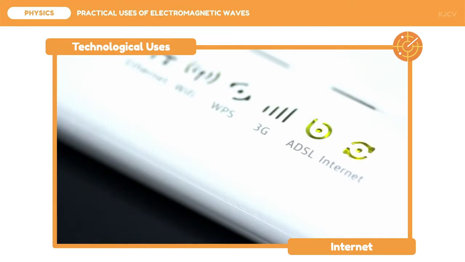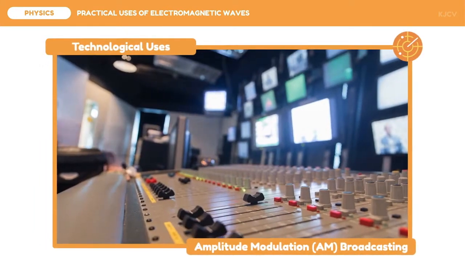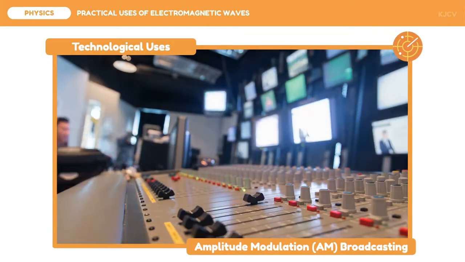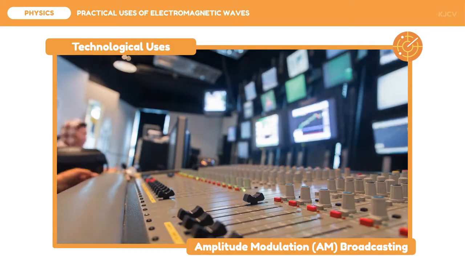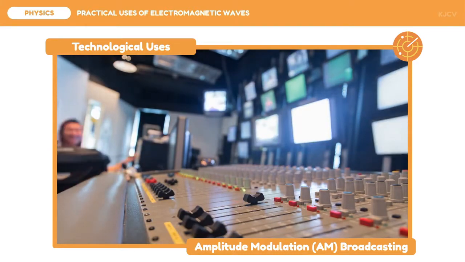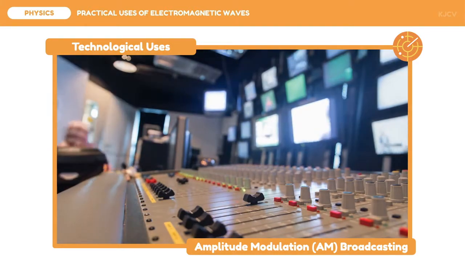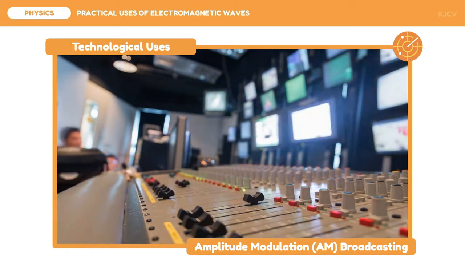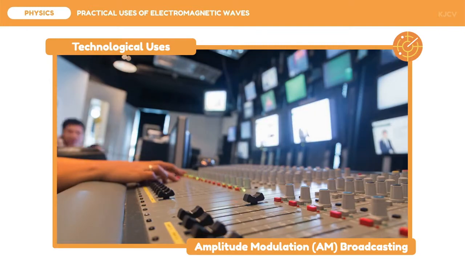Aside from these short-range communication modes, electromagnetic waves are also useful to communication systems on long ranges, just like in broadcasting. Amplitude modulation broadcasting, commonly known as AM broadcasting, modifies the amplitude of the radio waves, which are used to reach longer distances. These are commonly used in radio news stations so that the information can reach far areas. However, the disadvantage of using this type of system is the poor sound quality.